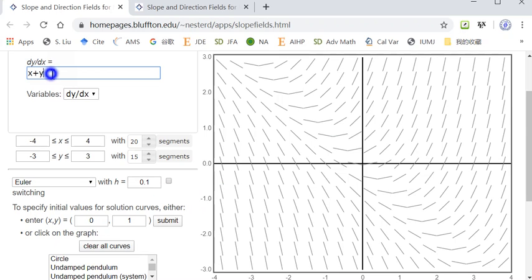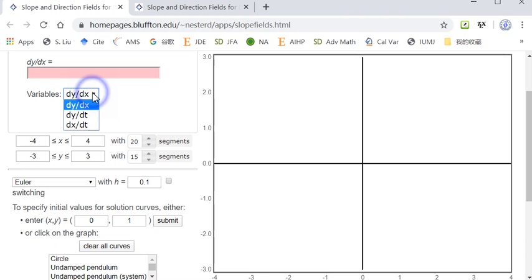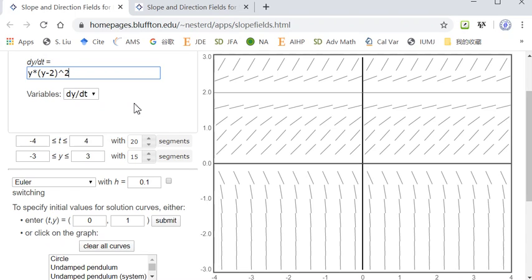In this page, in the upper left corner, we can enter the right-hand side of the equation. In our case, the equation is dy/dt equals y times (y minus 2) squared. So we can change the name of the variable to dy/dt. Then enter the right-hand side, y multiplied by (y minus 2) squared. And when we press enter, the right half of the screen becomes like this.